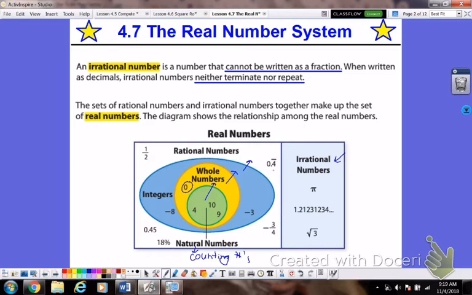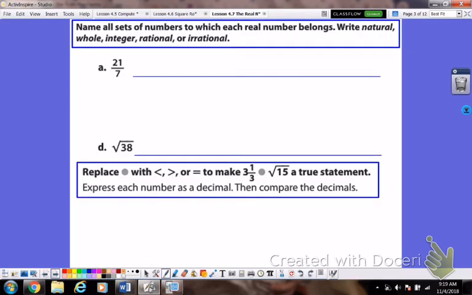Okay, so now that we have done a quick review there, we want to classify some numbers. So name all sets of numbers to which each real number belongs. Write natural, whole, integer, rational, or irrational. Well, you were told that they're real, so we can ignore that step. So first example, 21 over 7. We see it's a fraction, but let's double check. 21 divided by 7 does give us 3. So we're really thinking about the number 3.